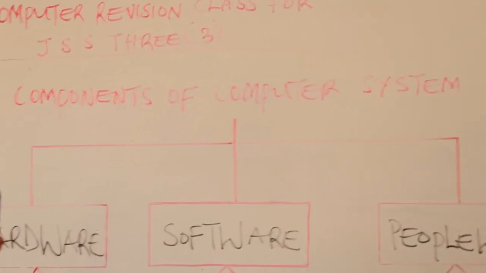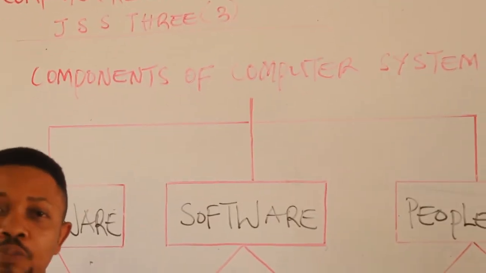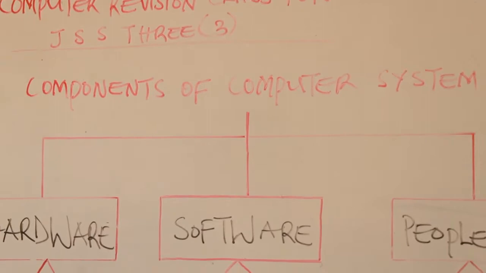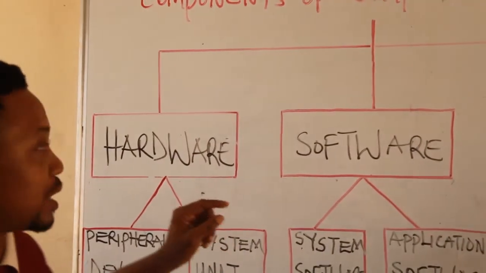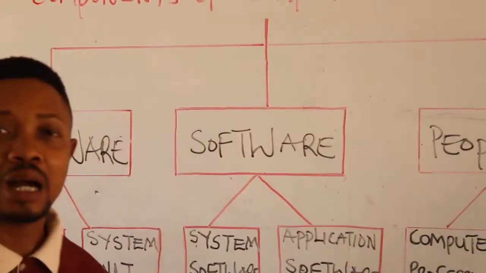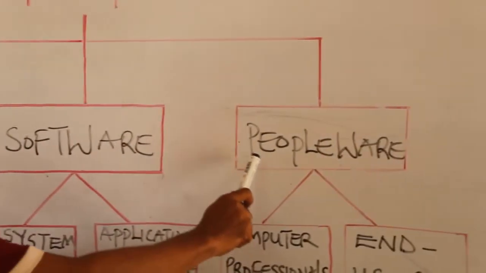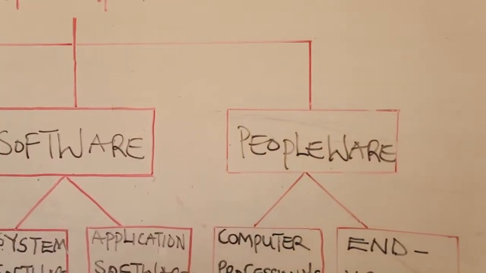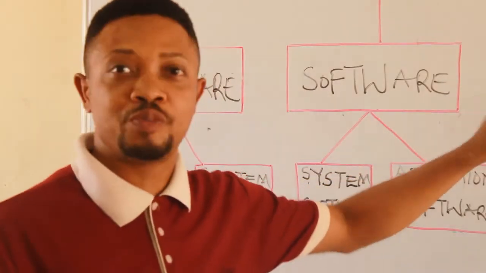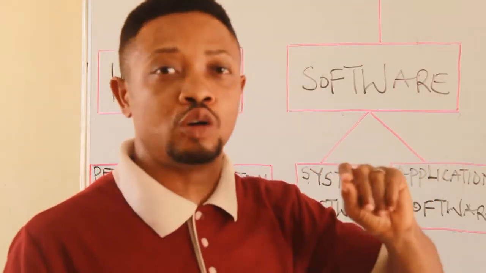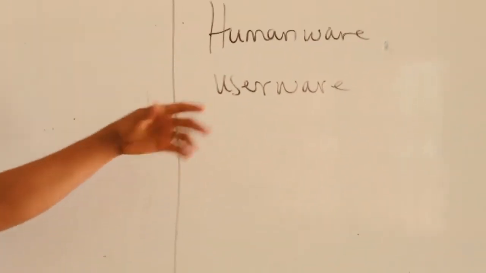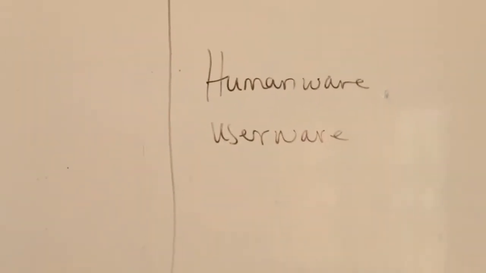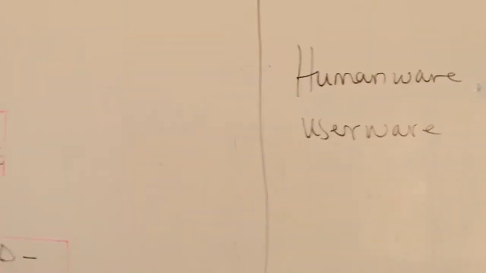Now, there are three basic components that make up the computer system. One is the hardware, the second one is the software, and the third one is what we call peopleware. The peopleware can also be called the humanware or the userware. When we come back to peopleware, we'll explain and understand what it actually means.